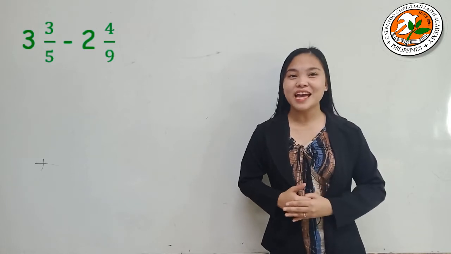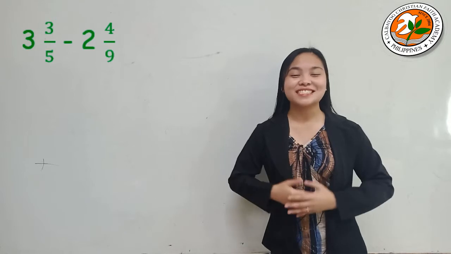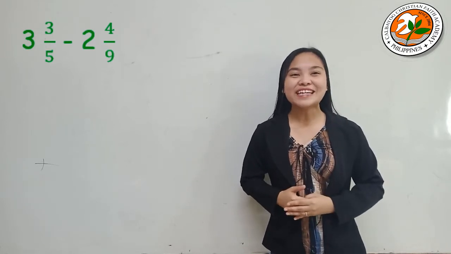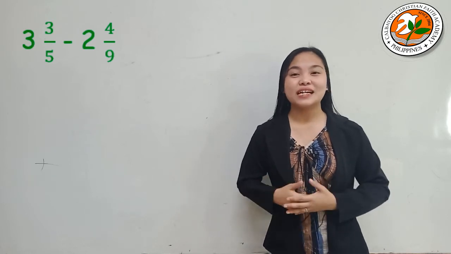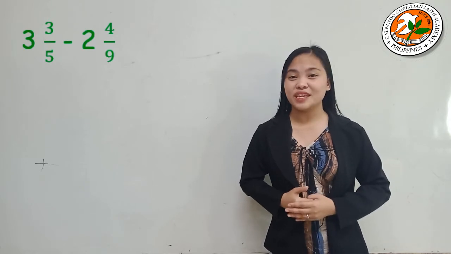Okay, example. Find the difference of 3 and 3/9 minus 2 and 4/5. So following the steps that we have, let's solve. First step, find the LCD of 9 and 5. So we need to find the LCD. When you say LCD, it is the least common denominator.